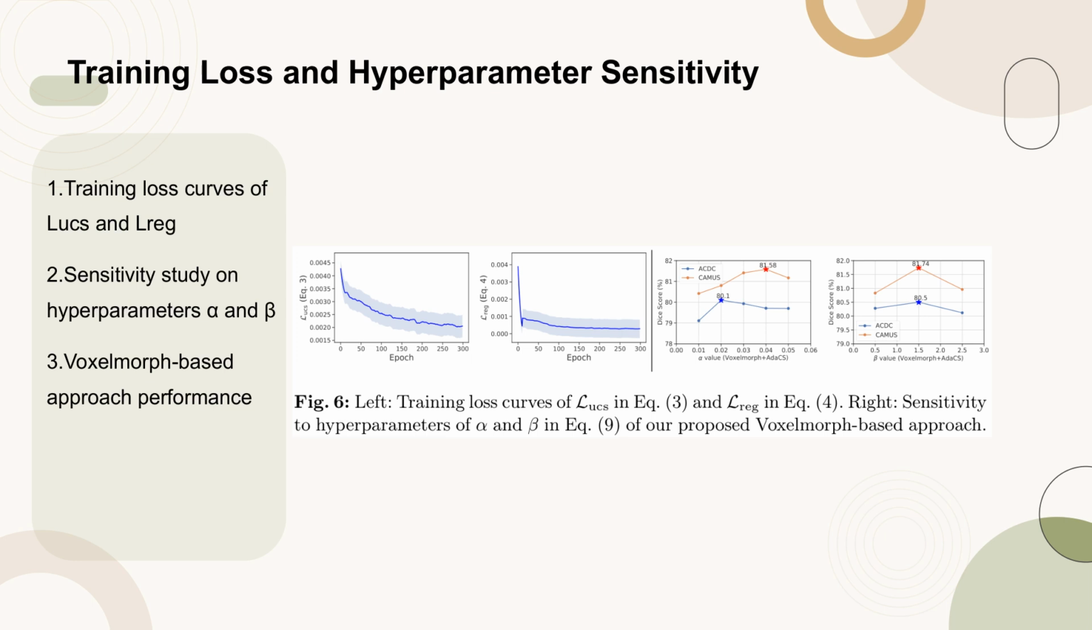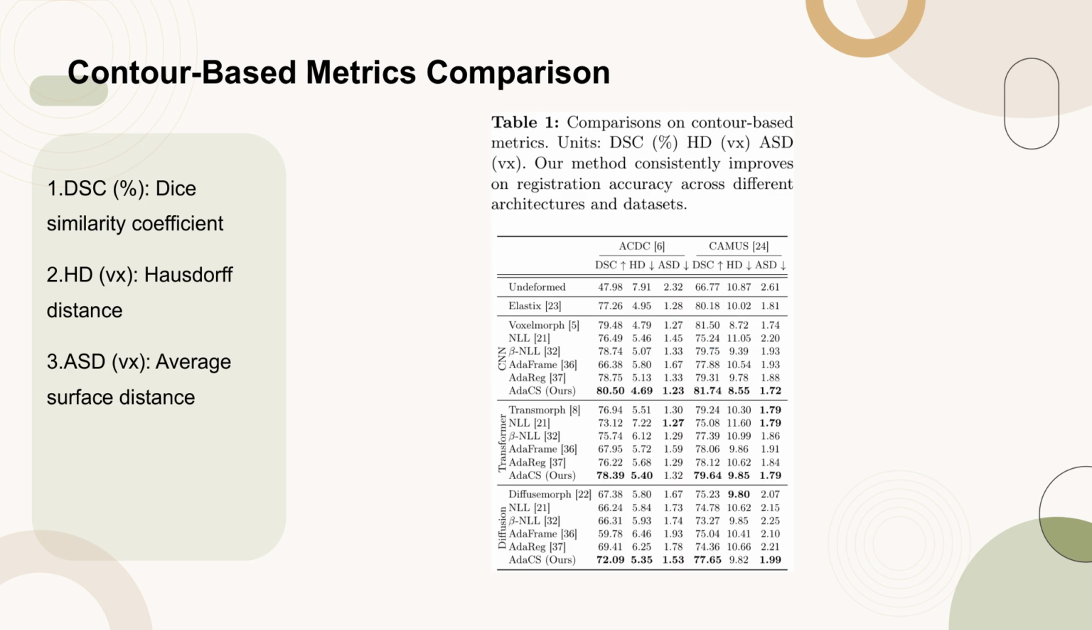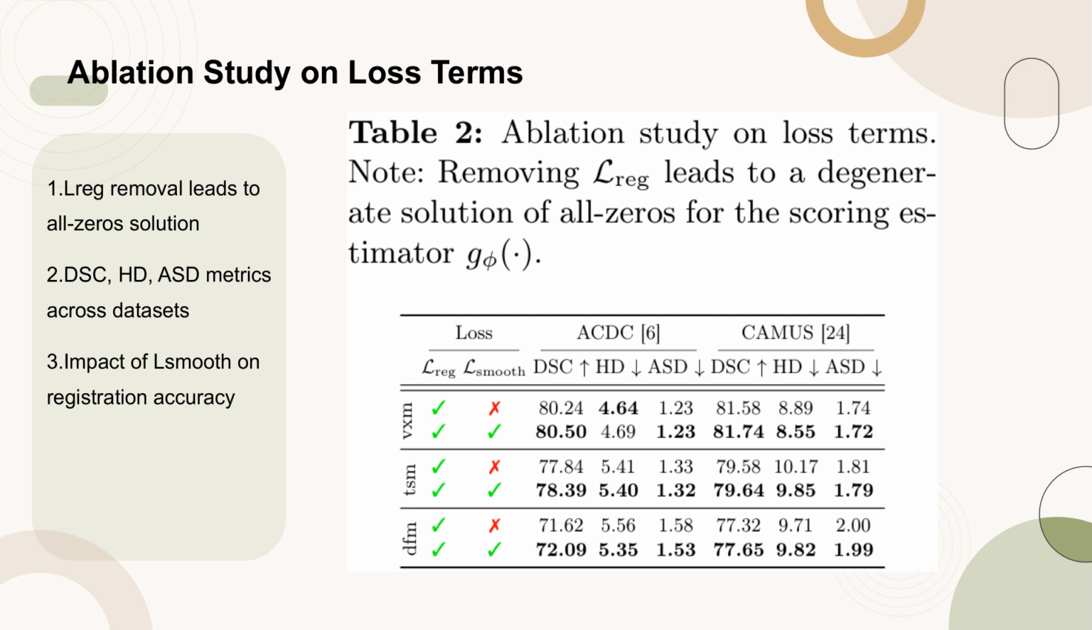Table 1 presents a comparison of contour-based metrics, specifically DSC in %, HD in voxels, and ASD in voxels, to evaluate the registration accuracy of our method across various architectures and datasets. The data indicates that our method consistently enhances registration accuracy, outperforming other methods in terms of these metrics. This improvement underscores the effectiveness of our approach in capturing more precise correspondences, as validated by both quantitative and qualitative evaluations. Table 2 presents an ablation study on the impact of different loss terms on registration accuracy.